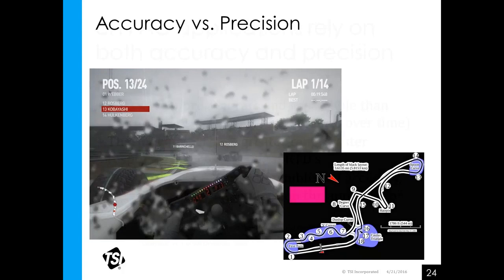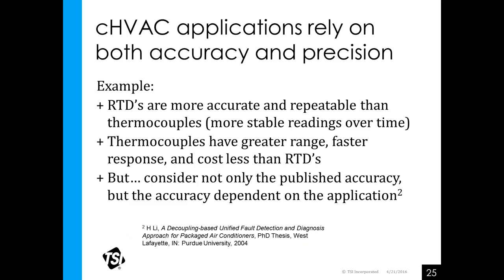All critical HVAC applications rely on both accuracy and precision. I wanted to show one example that was surprising to me. A study done by Dr. Lee at Purdue University compared an RTD, which is supposed to be much more accurate, to a thermocouple. RTDs are more accurate and repeatable than thermocouples and more stable reading over time. Thermocouples have a much broader range than an RTD, respond faster, and they certainly cost less than an RTD. But in choosing a sensor and operating it, you need to know about not only the published accuracy, but the accuracy on the application that you're using it in.